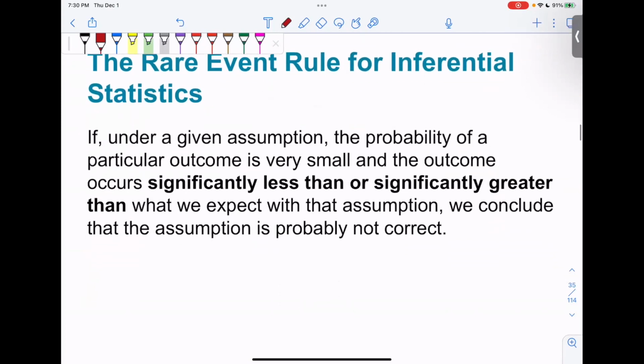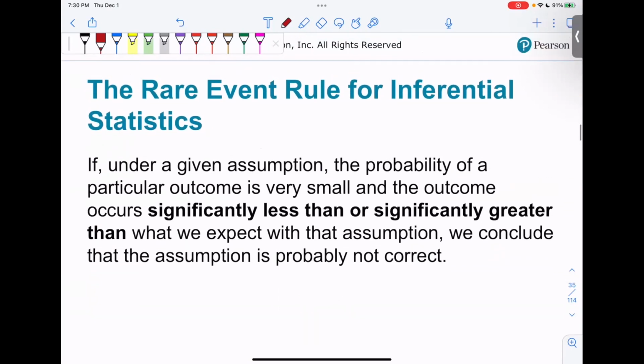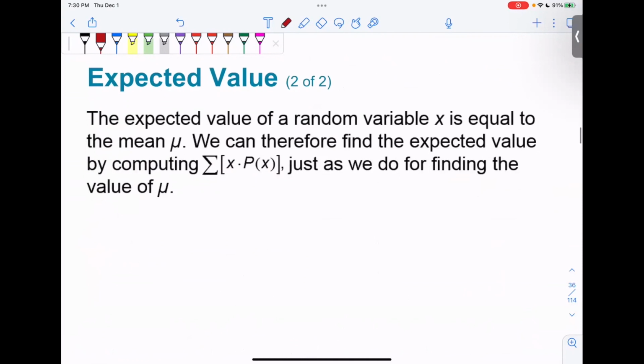Okay. Okay, this is the same. And the expected value.